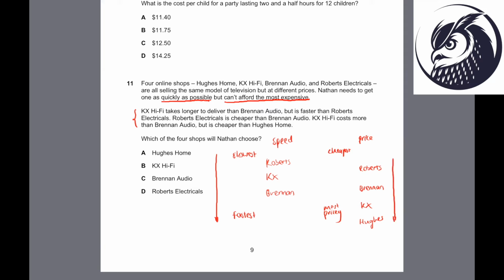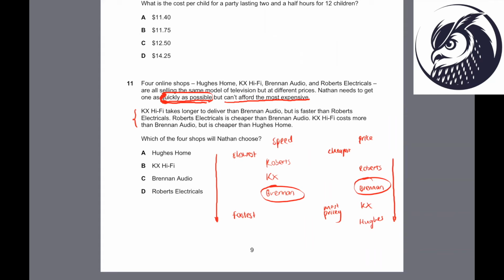Okay. So remember, we want the one that delivers as quickly as possible. So which one is the one that delivers as quickly as possible? From our speed diagram, we know that has to be Brennan. And then let's just look at the price. Brennan is the second cheapest. So it's definitely not the most expensive. So Brennan is quite frankly satisfying both these conditions.